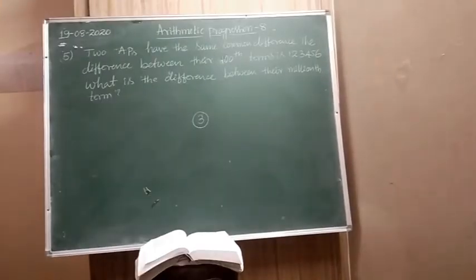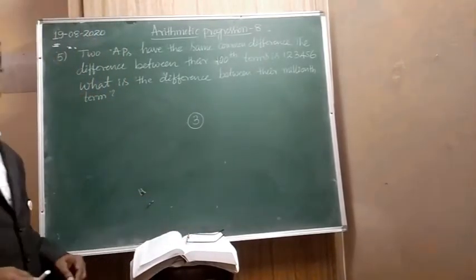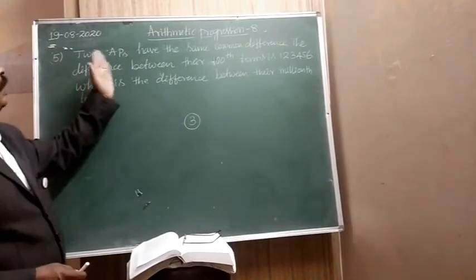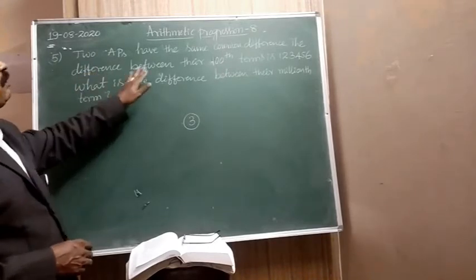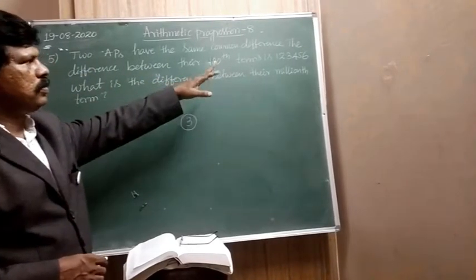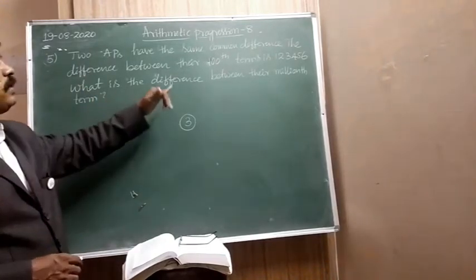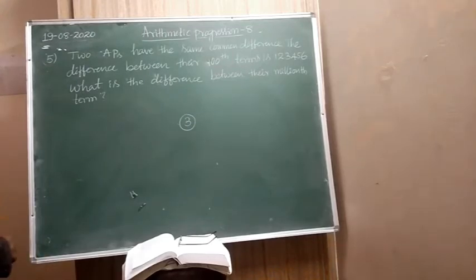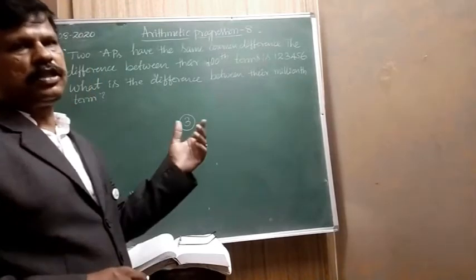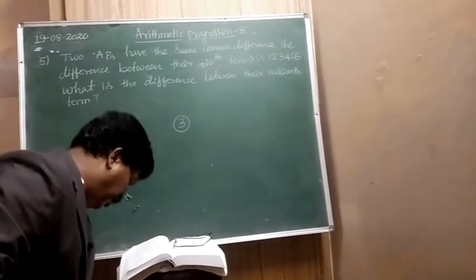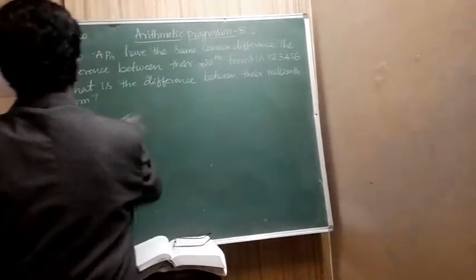Now look at that. Two APs have the same common difference. Read the question. Two APs have the same common difference. The difference between their 100th terms is 1, 2, 3, 4, 5, 6. What is the difference between their millionth terms? So this is similar to your exercise problems, right? Now carefully observe this.